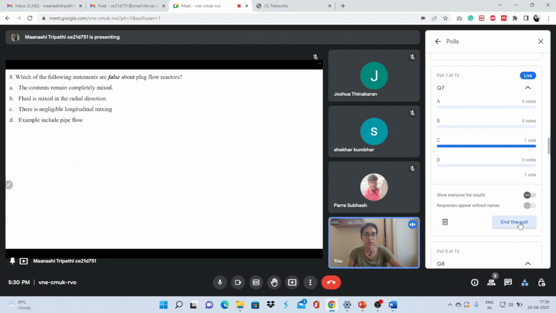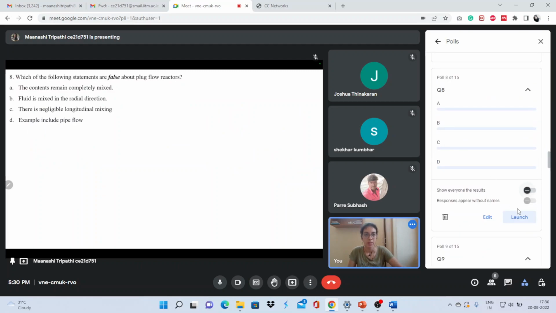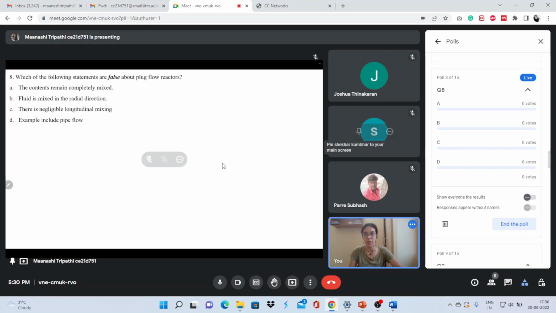So this is question number 8, and these are the polls for question number 8 as well. Which of the following statements are false about a plug flow reactor? False. Okay. The content remains completely mixed. What is a plug flow reactor? A plug flow reactor means there is a reactor which has good length but very little width. Means length is so much greater than width. Then only it's a plug flow reactor.